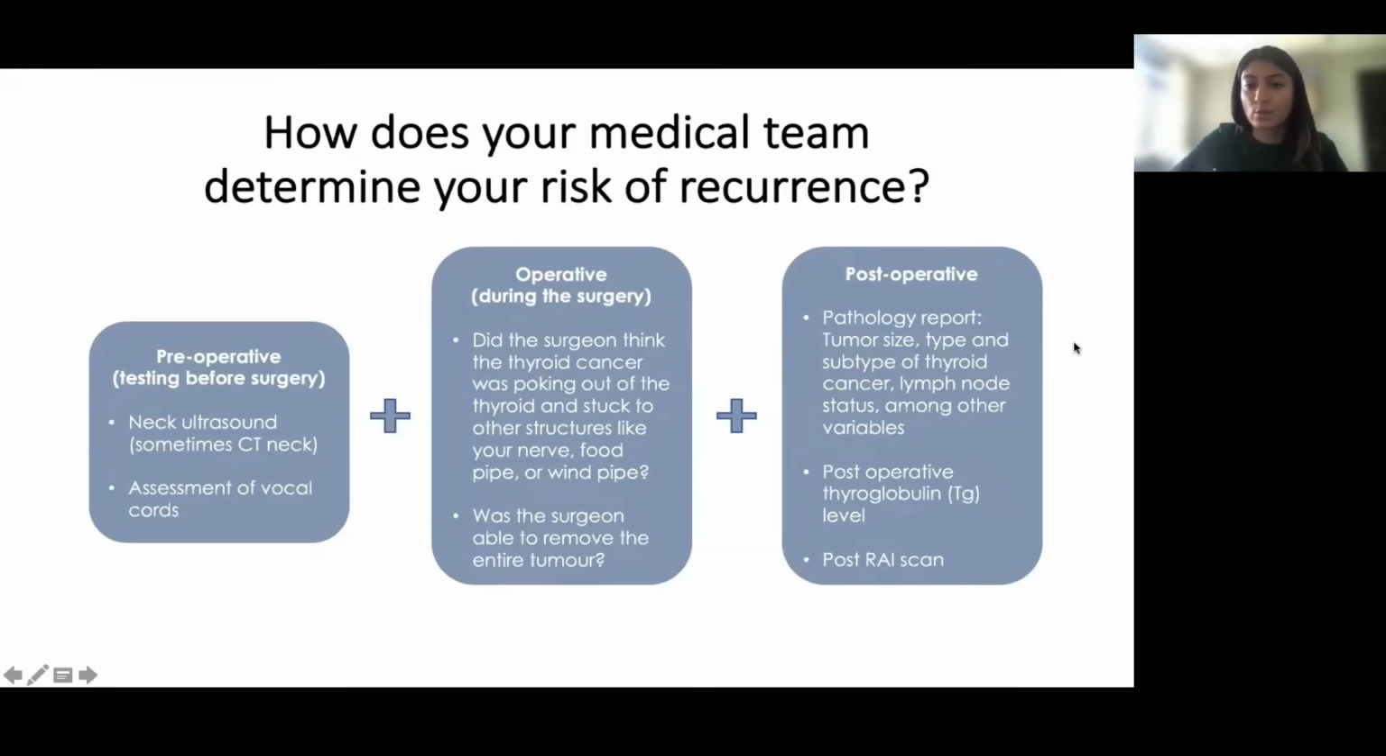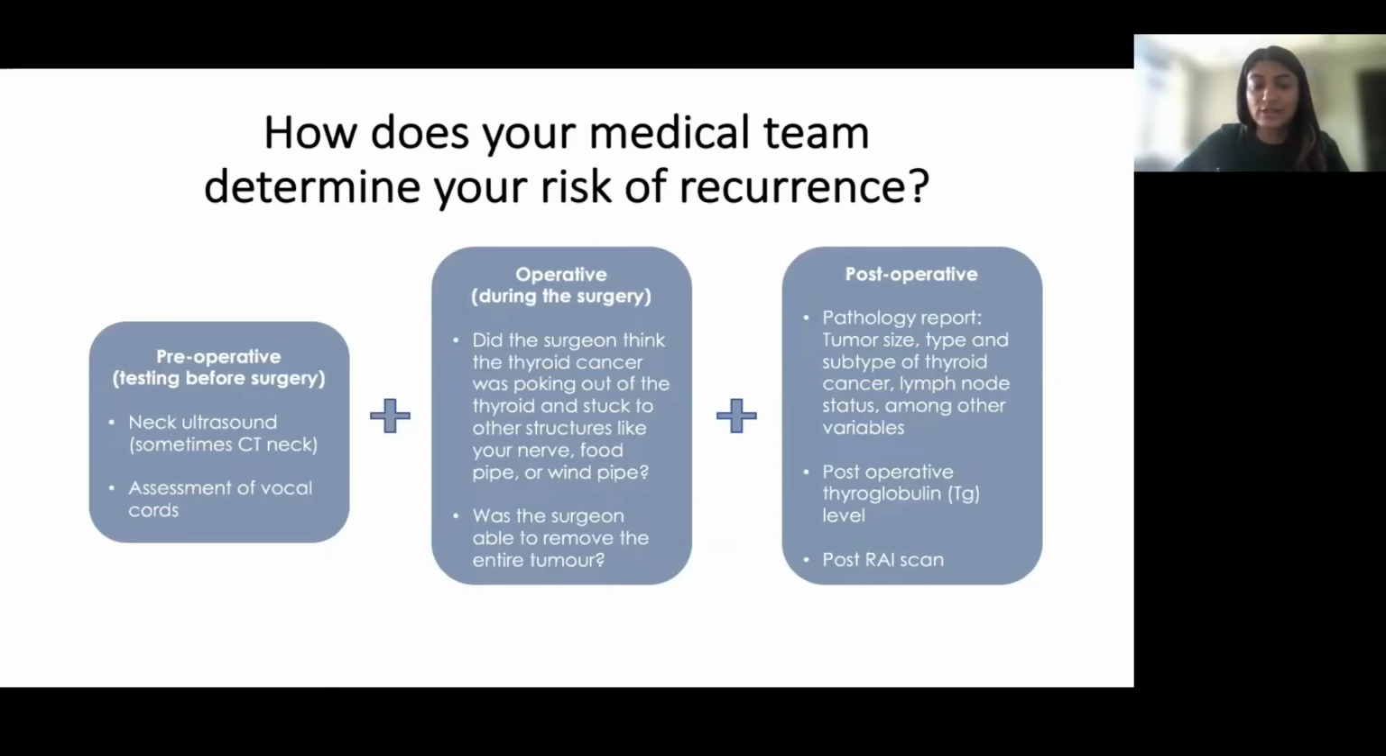And then also, what was the lymph node status? So were there lymph nodes involved that had thyroid cancer in them? And then there's a host of other variables, but those would be some of the most important ones. We also look at your post-operative thyroglobulin level, which is your tumor marker for thyroid cancer. And then for patients who get radioactive iodine, we look at the whole body scan results. So when you take radioactive iodine after the treatment, you get a scan head to toe, and that tells us where the radioactive iodine went.